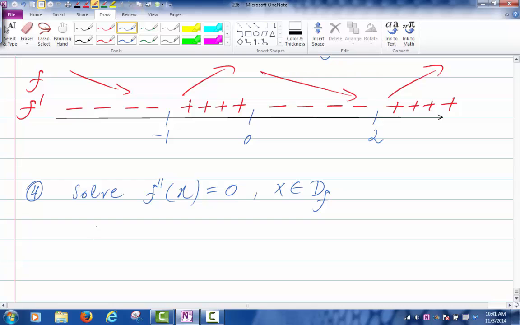Now, second derivative was what? What was the second derivative? You have it in front of you? The second derivative is what? Say it again. 36x squared minus 24x minus 24 equals to 0.